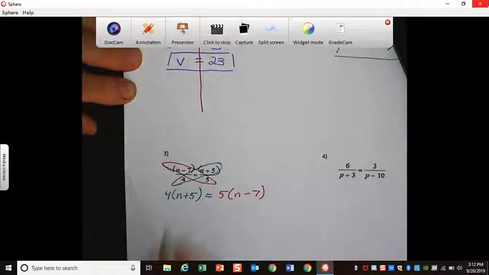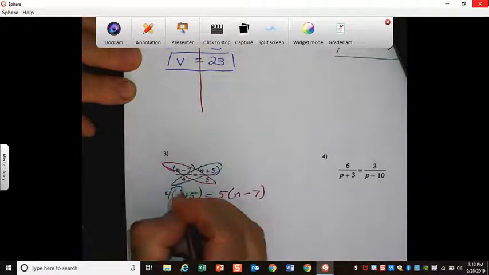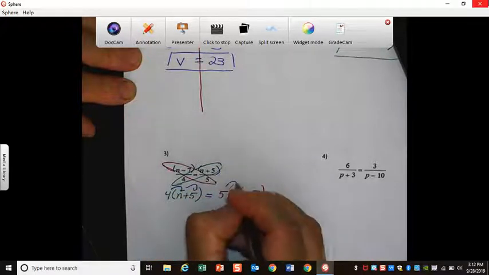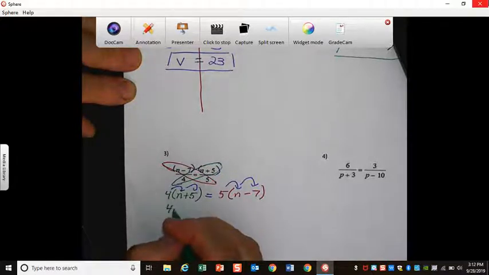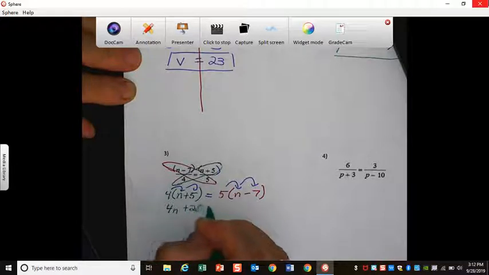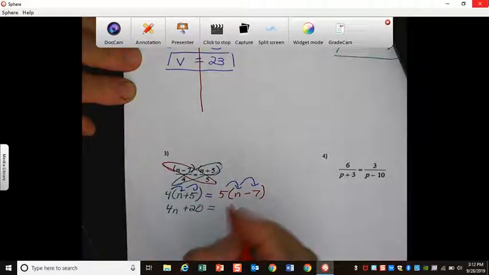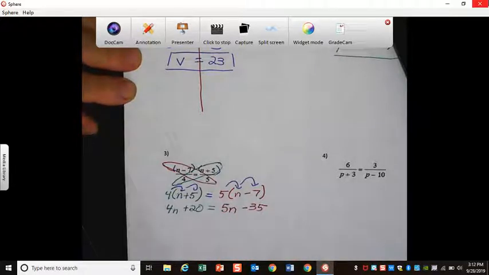Now I'm going to distribute on both sides. That's what those parentheses are for. 4 times n is 4n. 4 times 5 is a positive 20. 5 times n is 5n. 5 times negative 7 is negative 35. Now I'm going to subtract 5n from both sides.